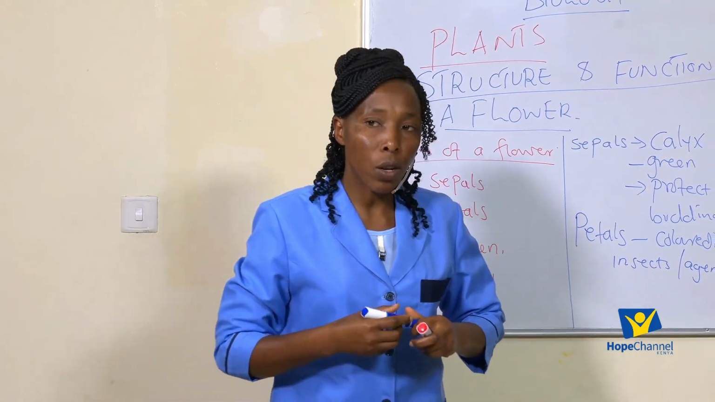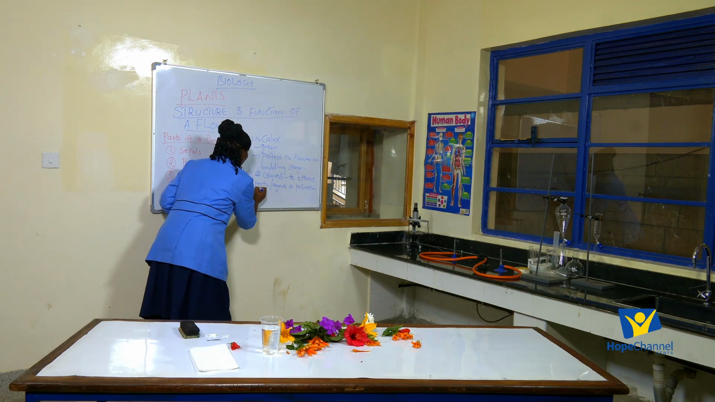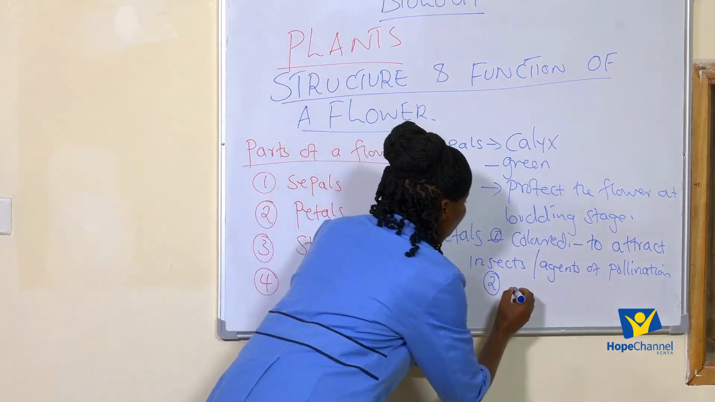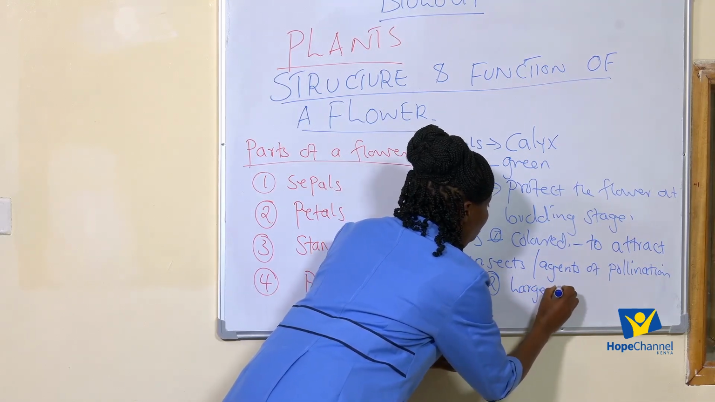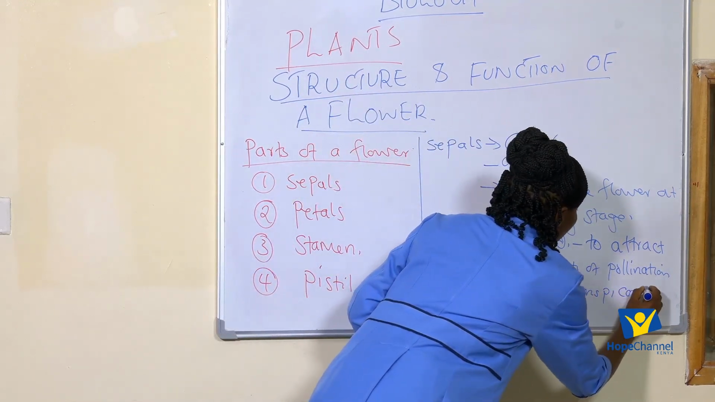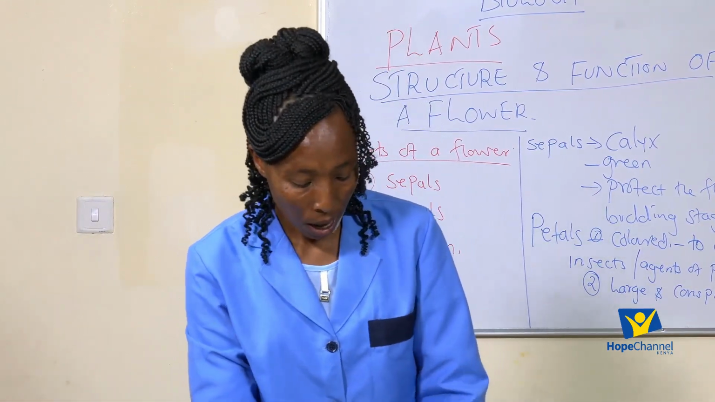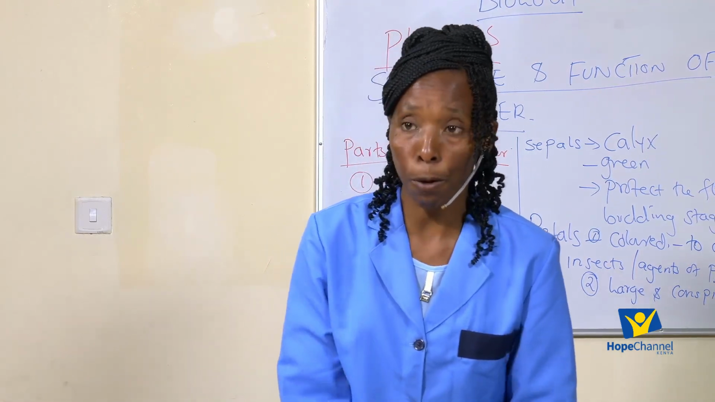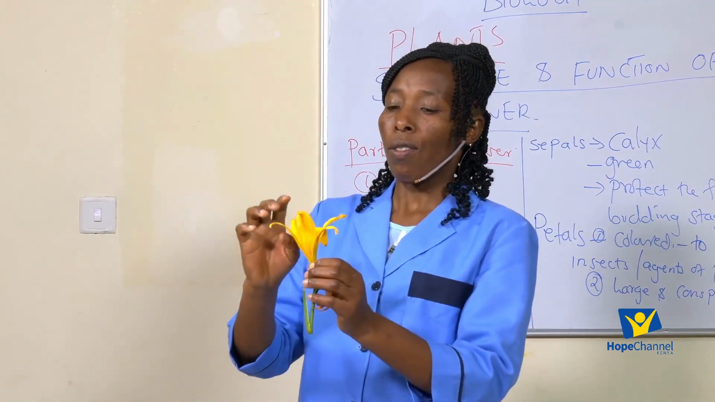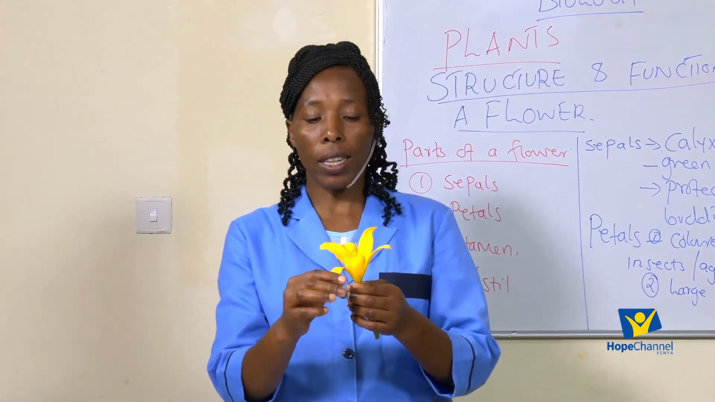And another feature that we see in petals, number one, we've said they are colored. Number two, the petals are large and conspicuous. So we say they are large and conspicuous. Okay? So these flowers, the petals are large and conspicuous, like they can be easily seen from a distance. They can be easily seen. And of course, we say they are large. They provide a landing service for insects.